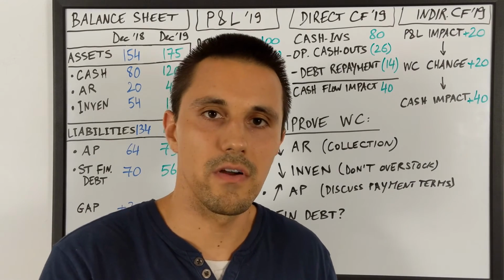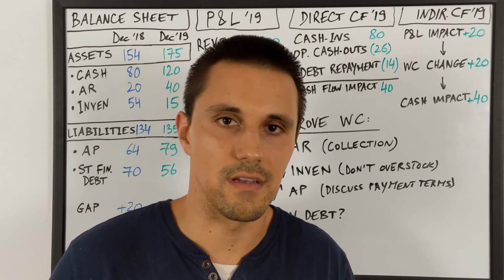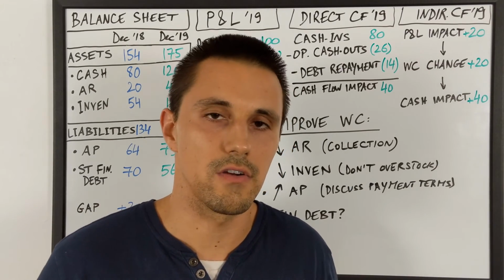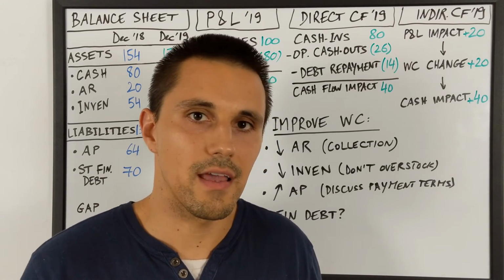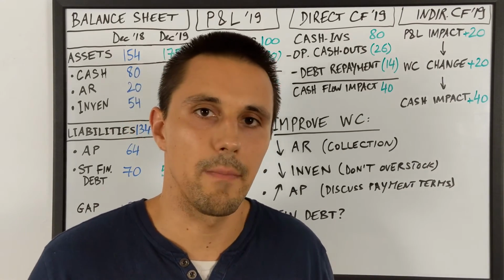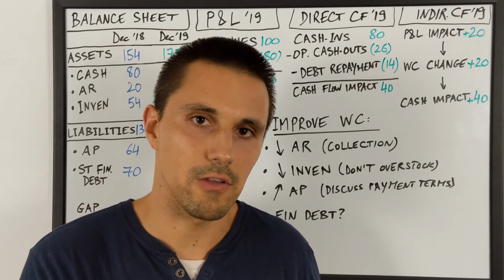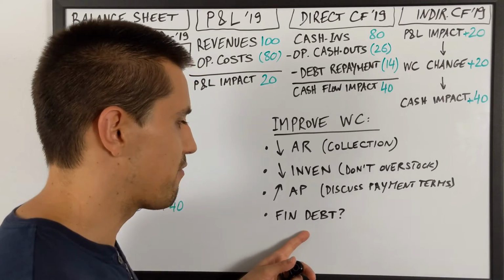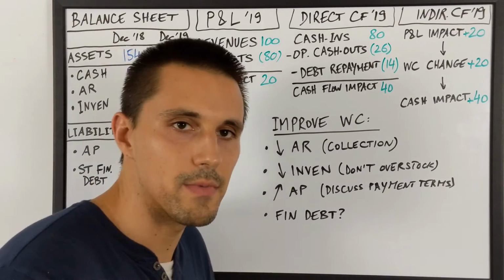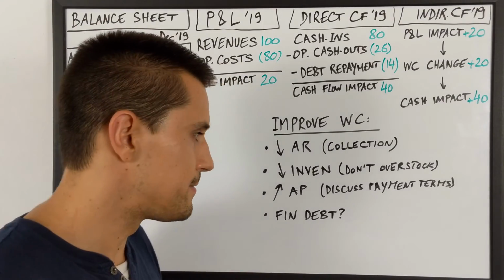Look at the payment terms in your country. Let's imagine the average in your industry and in your country is 30 days. Try to bargain with your supplier that you're going to pay him after 30 days and not before. That's very important. And last point, financial debt, or the repayment of your short-term financial debt.